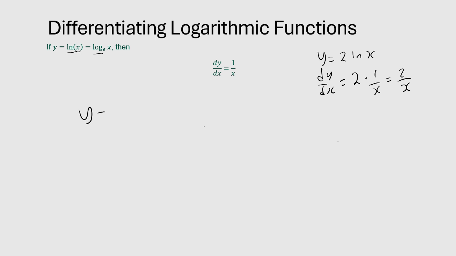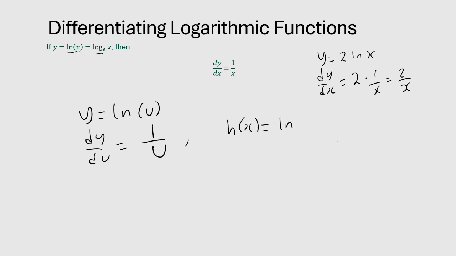If you have y is equal to ln u, for instance, then dy over du is just equal to 1 over u. If you have h of x equal to ln x, then dh over dx, which sometimes we just write as h prime of x, is just 1 over x. So let's start with this example. Find the derivative of y equal to ln 2x.